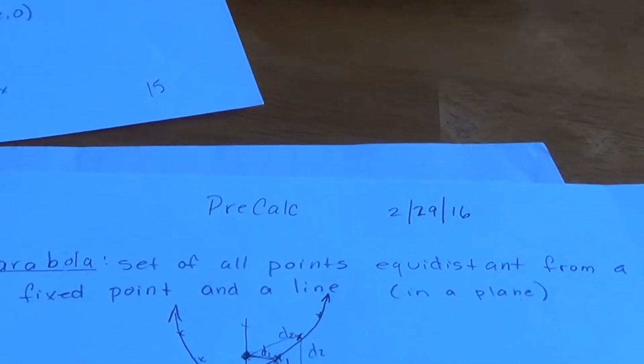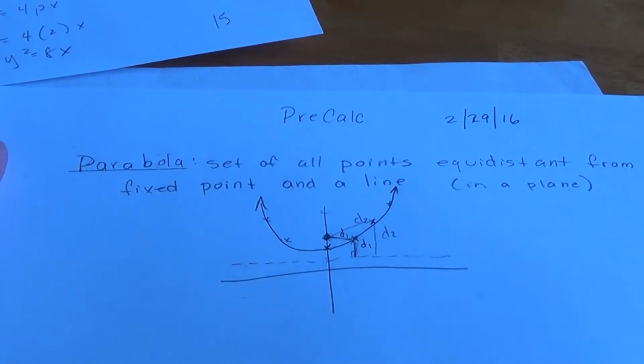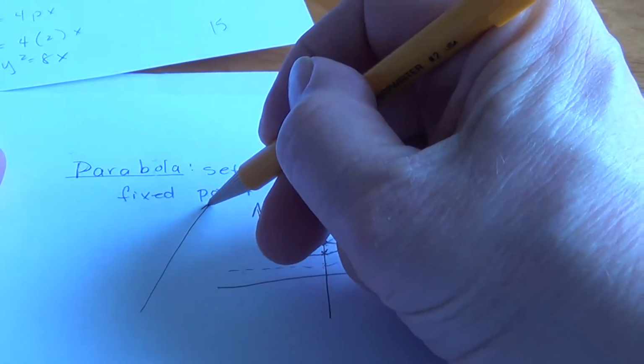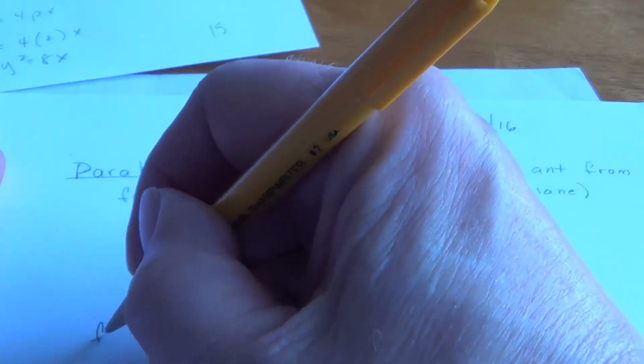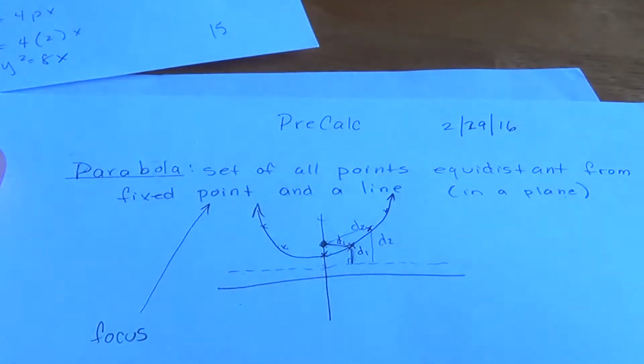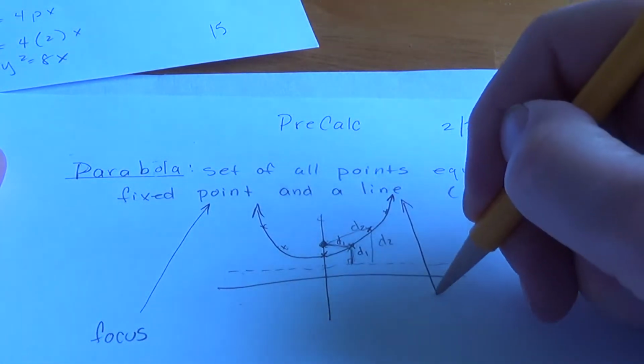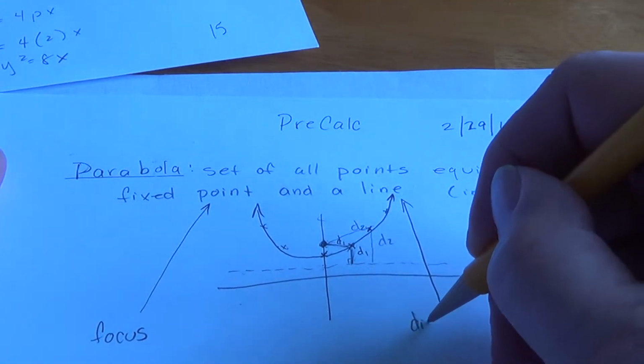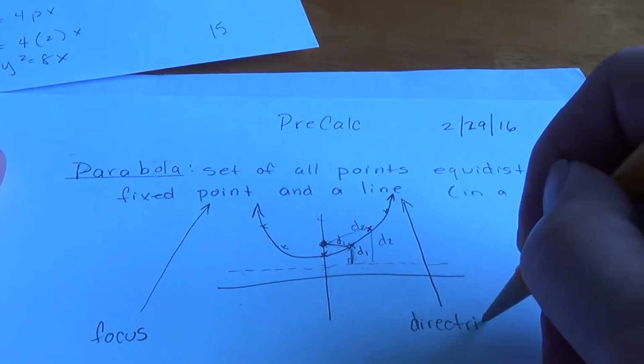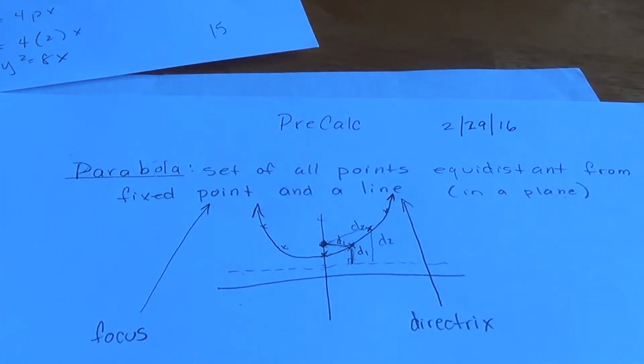So let's go a little deeper. This fixed point has a name, and that is called the focus. And this fixed line has a name. It is called the directrix. The focus and the directrix.